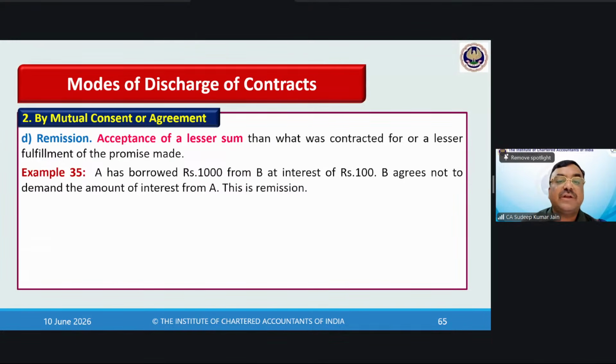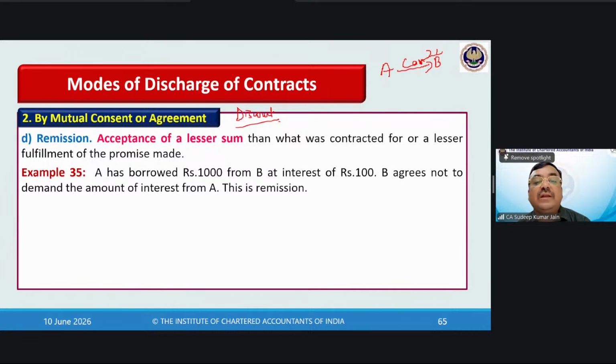Next point, remission. Remission, I've told you, is discount. Let's take the same example, A and B, car, 2 lakh rupees. A contract was entered between A and B for selling of the car for 2 lakh rupees. On due date, B says, sir, I can pay only 1,50,000 in place of 2 lakhs. A says, okay, I'm ready. It is called remission. Discount on the due amount.